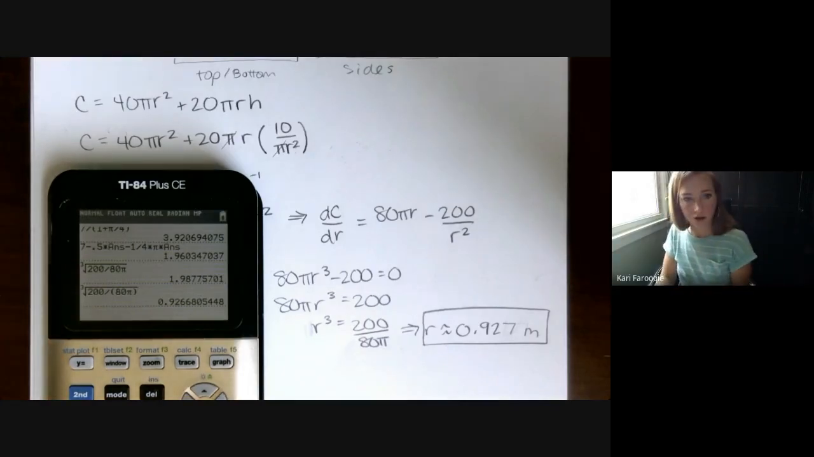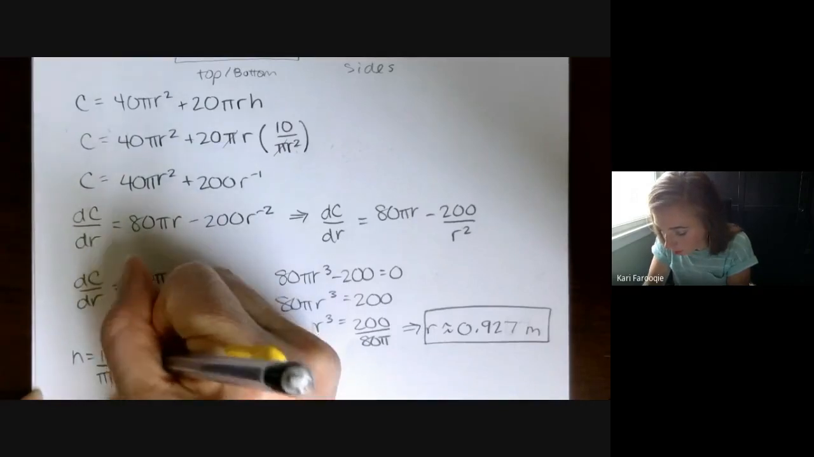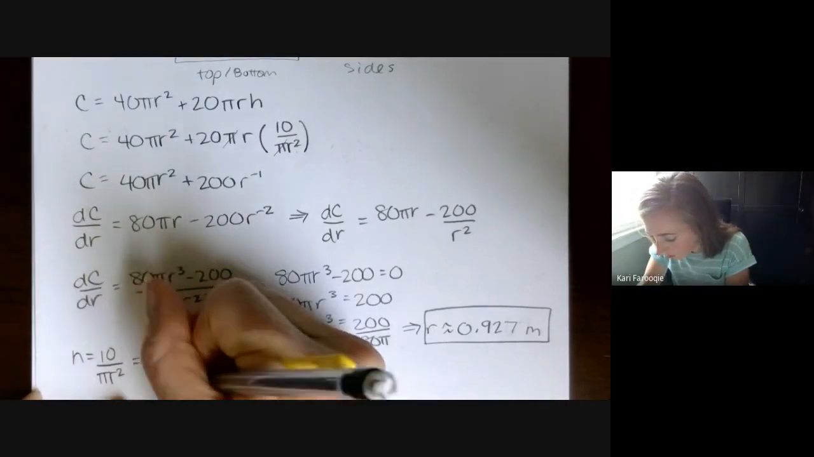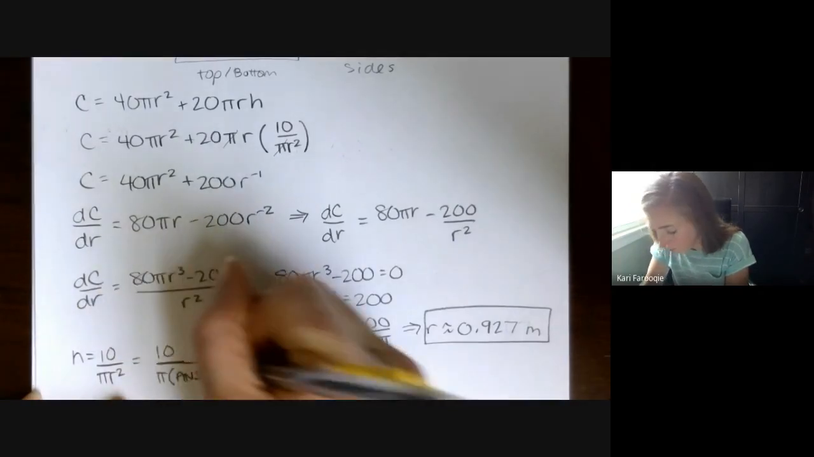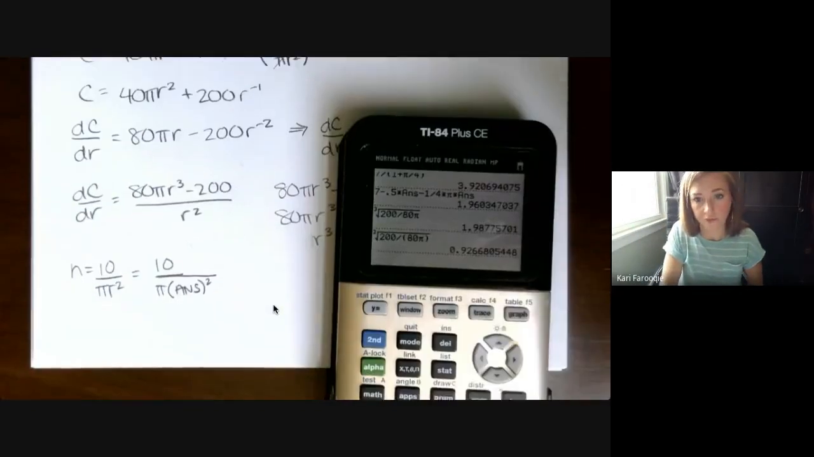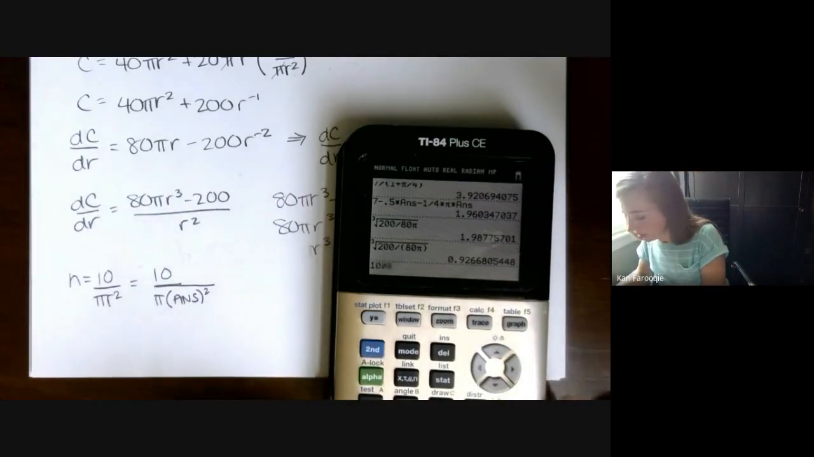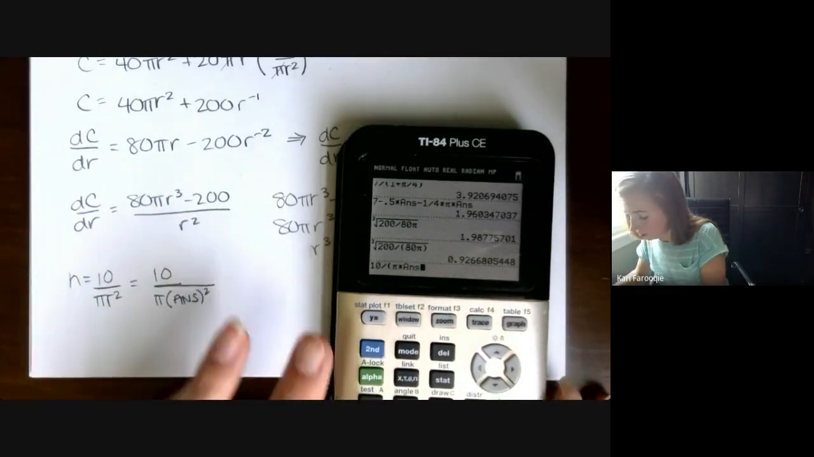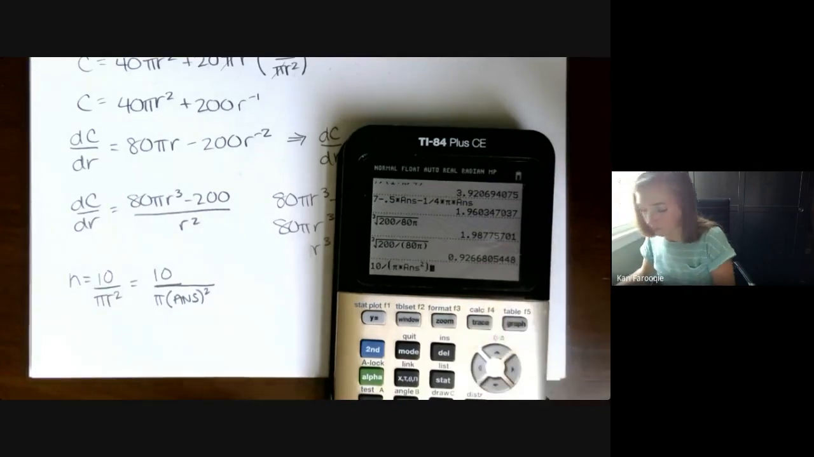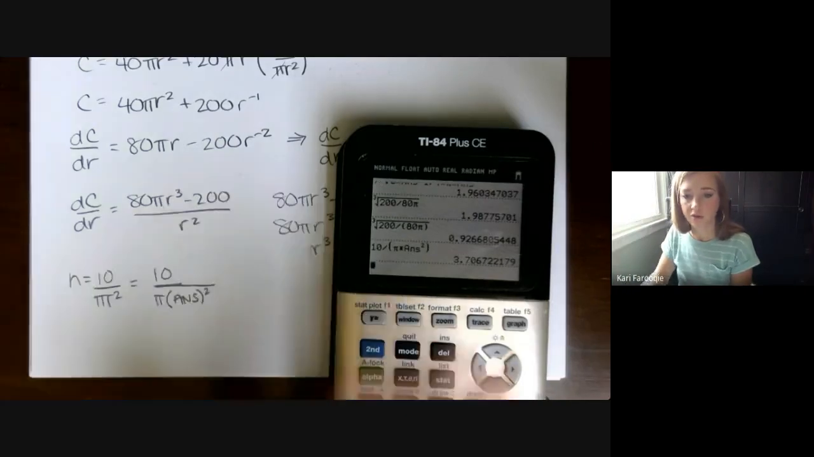Okay, so we have r, and then we know that h is 10 divided by pi r squared. And again, I'm going to be really careful with how I input this into my calculator. I'm just going to use the answer that I had previously. So I'm going to take 10, and I'm going to divide it by, in parentheses, pi times the answer squared. You're going to get 3.707.